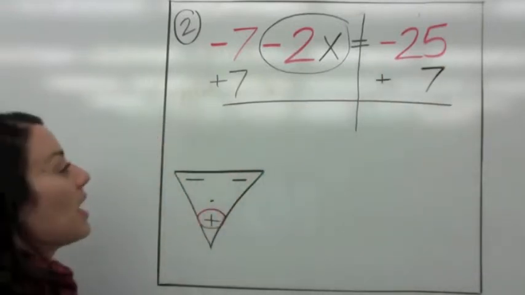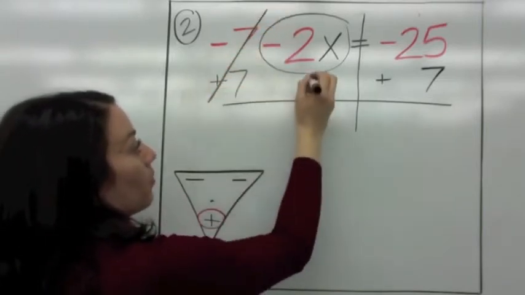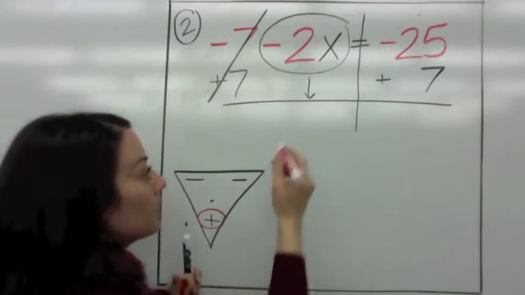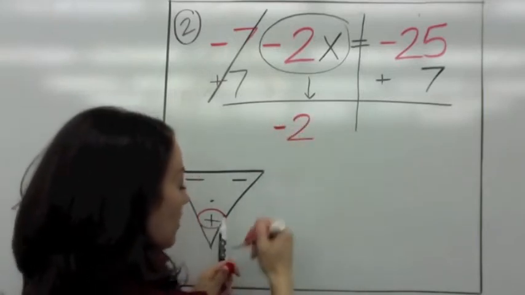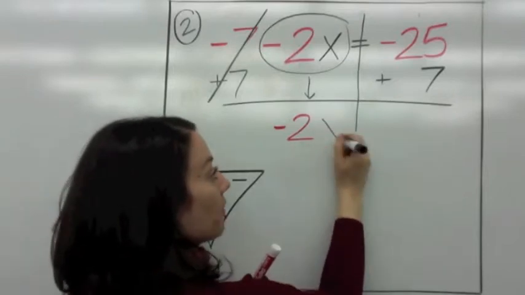All right. And then we do the operations. We say a negative 7 and a positive 7 make 0. Bring down the negative 2x, okay? The coefficient is negative 2. What is it? Negative 2. The variable is x.